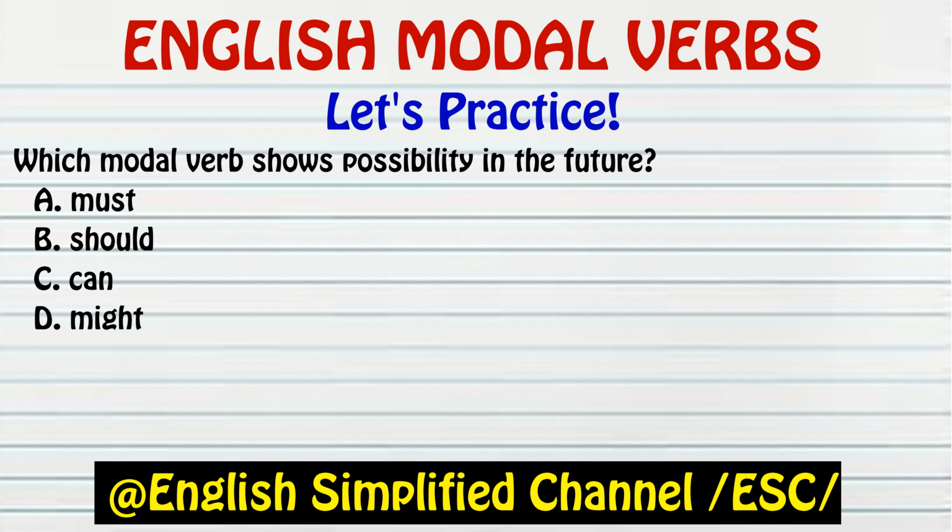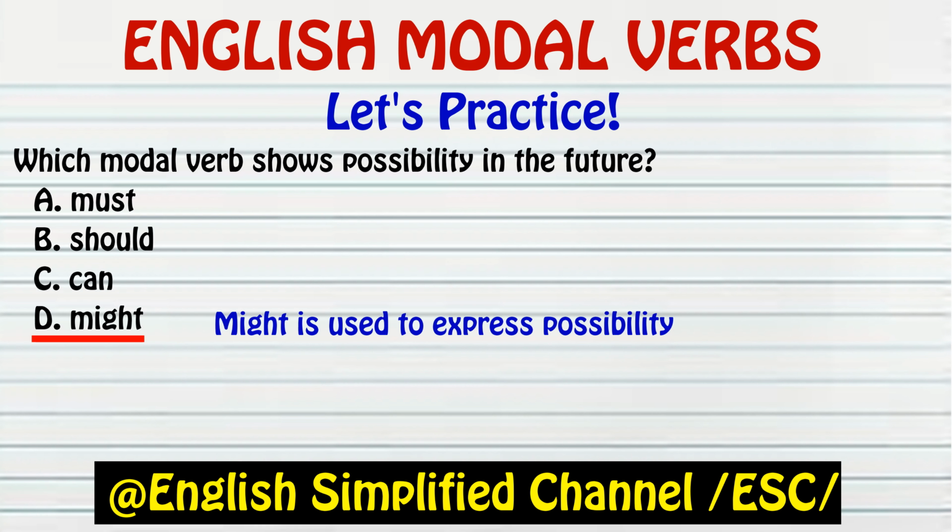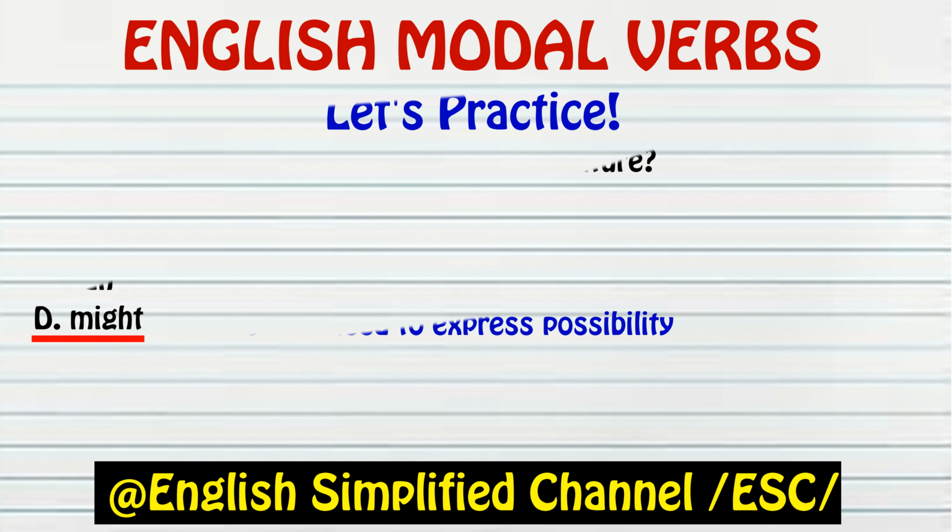Which modal verb shows possibility in the future? A. Must. B. Should. C. Can. D. Might. Marvelous. The correct answer is D. Might. Explanation. Might is used to express possibility, especially when the outcome is uncertain. Example. She might come to the party.